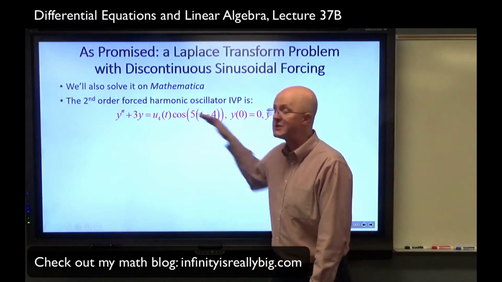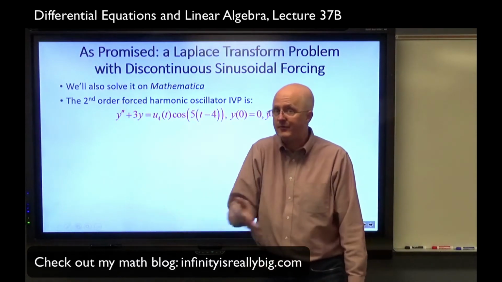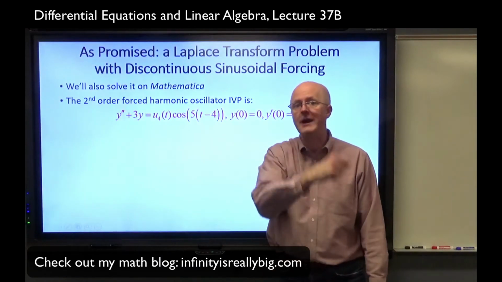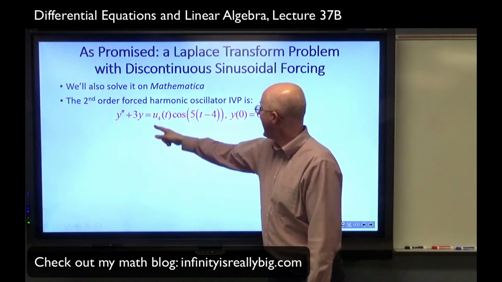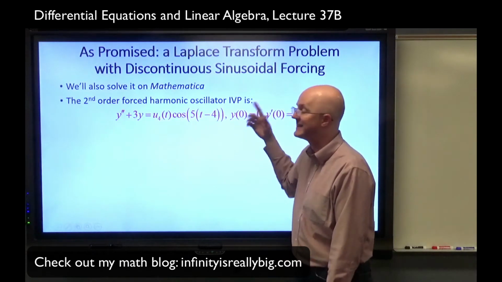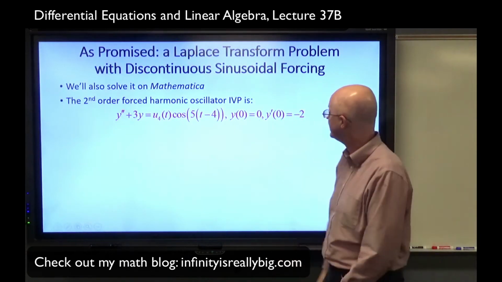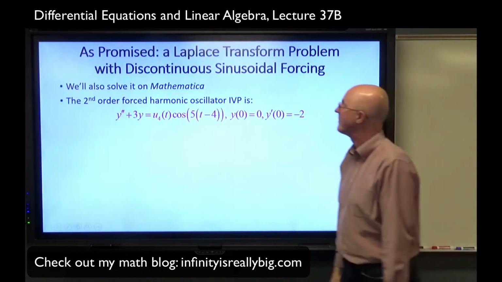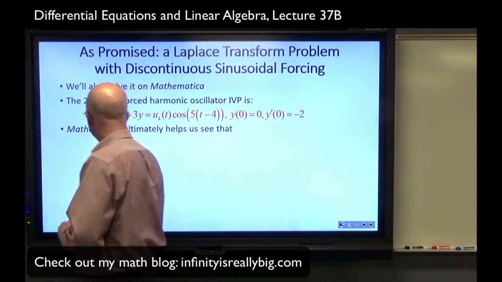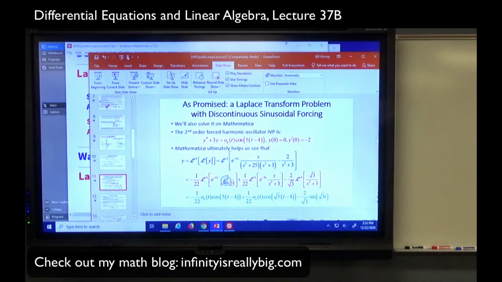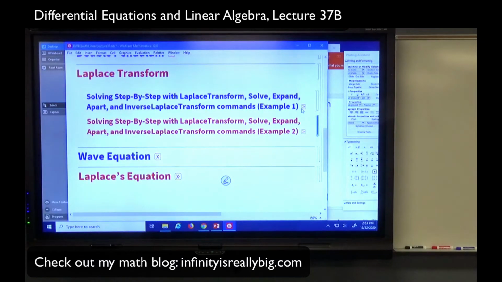So there's no external forcing for the first 4 units of time here. Then all of a sudden at time 4, it's like a light switch goes on, and you get this forcing function, which this would become 1. You'd have 1 times this, you get a sinusoidal forcing at that point. The initial position is 0, the initial velocity is -2. Let's go ahead and solve it quickly with Laplace transforms. We'll use Mathematica, and I'll show you the answer also in the PowerPoint.